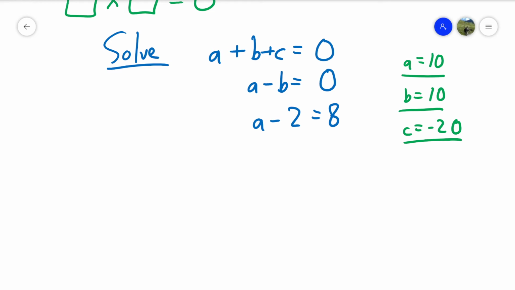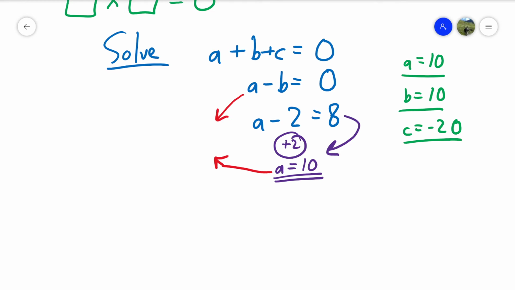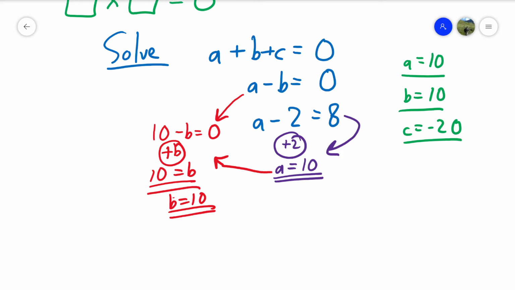Having done that, I'm now going to do my answer, which is, let's start with this equation here. I'm going to add 2 to both sides, which means I end up with a equals 10. Well, I now know what a is. If I combine it with this equation here, then I can say that 10 minus b equals 0. I could just say, well, obviously b is 10, or I might add b to both sides and end up with 10 equals b. There we go. I always prefer to rearrange it to say b equals 10.